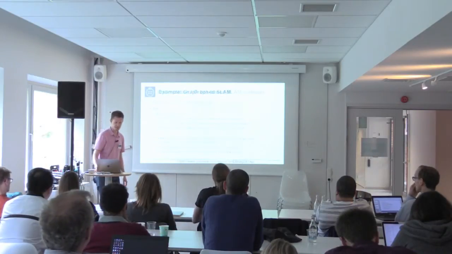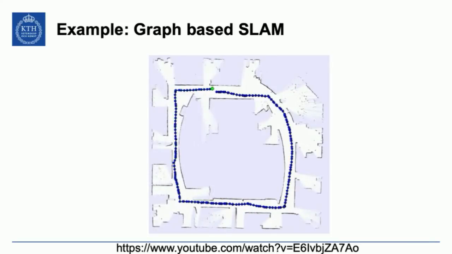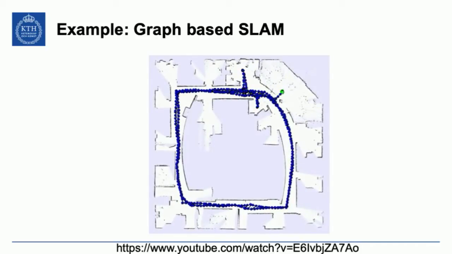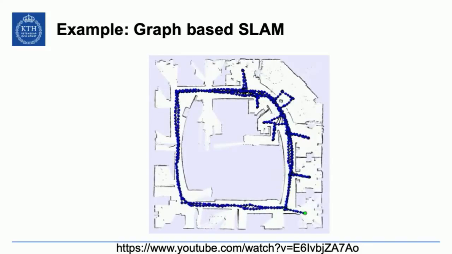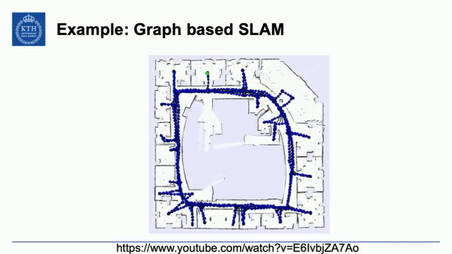So here's an example. You only see the nodes corresponding to the robot's position, and you see how the map is adjusting a bit as it acquires more information. You see the edges between the different nodes as the robot is moving. And you see, as the robot gathers more and more information, it can build a more and more accurate map of the environment.